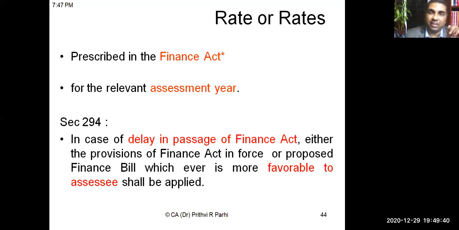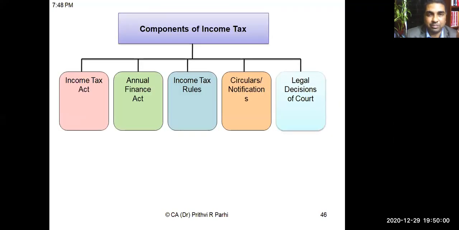Okay, the Finance Act, as you know, initially comes in the form of a finance bill, then it is debated, then finally it goes to the president for assent. The moment the president gives his assent, it is published in the official gazette, and that becomes law or act. So we have to refer to the Finance Act for the relevant assessment year.